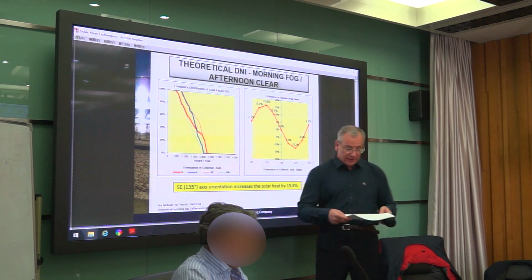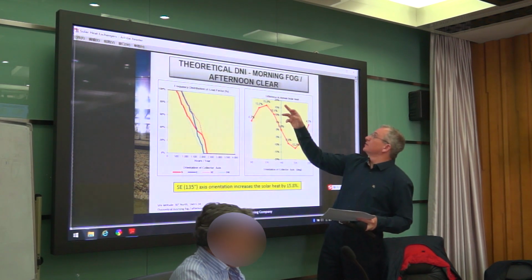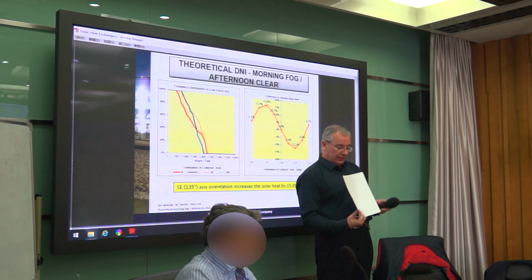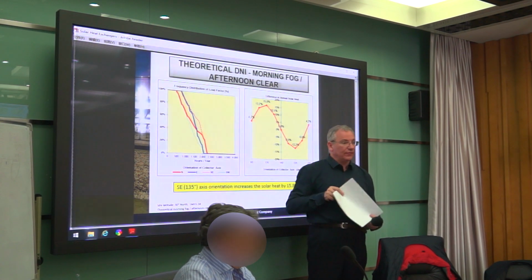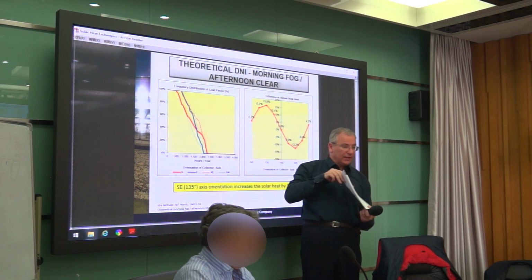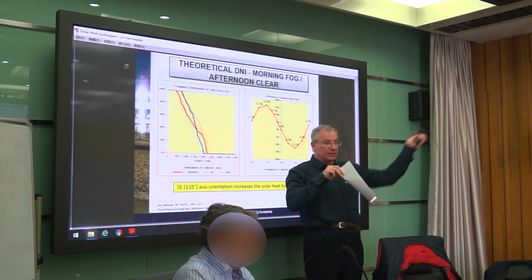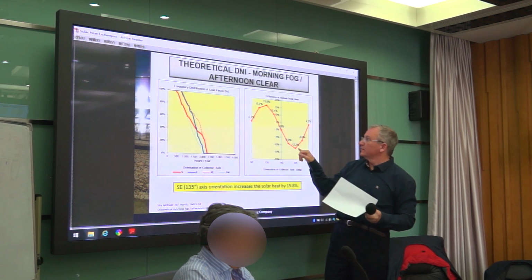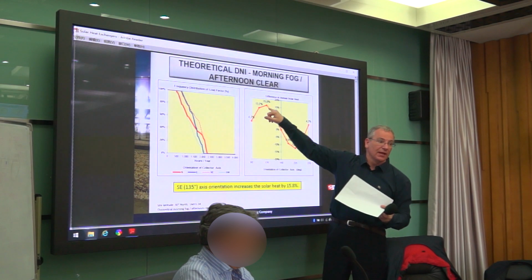And because we plotted it for the afternoon, in the afternoon we get more energy, because in the morning we are plotting this direction and it will definitely be zero, but in the evening we will get nearly 16% more.